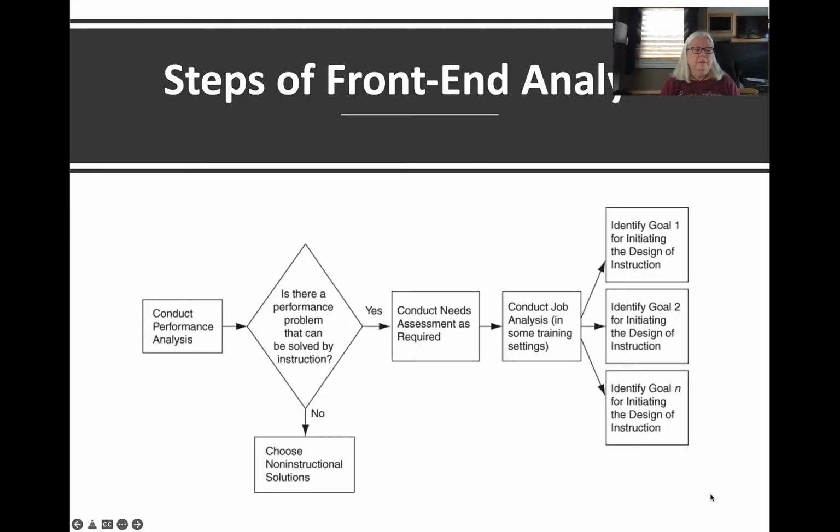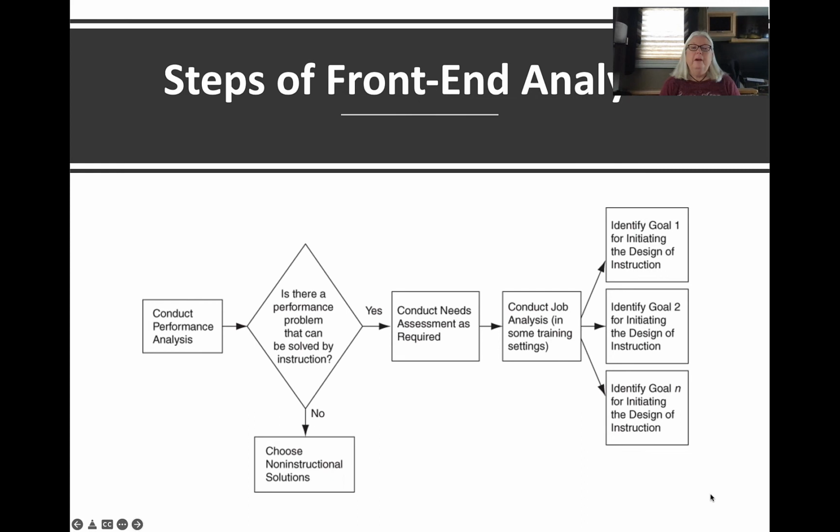Here's the chart. This is in the book of how we conduct front-end analysis. So we would first conduct a performance analysis. We'll talk about that in a minute. We would say, is there a performance problem that can be solved by instruction? If the answer is no, then we choose some other solution. It could be that we need better resources, or there's something lacking in the environment, or it could be that we have the wrong people in the wrong jobs and they're not able to do whatever the goal is. So in either case, we would choose something else.